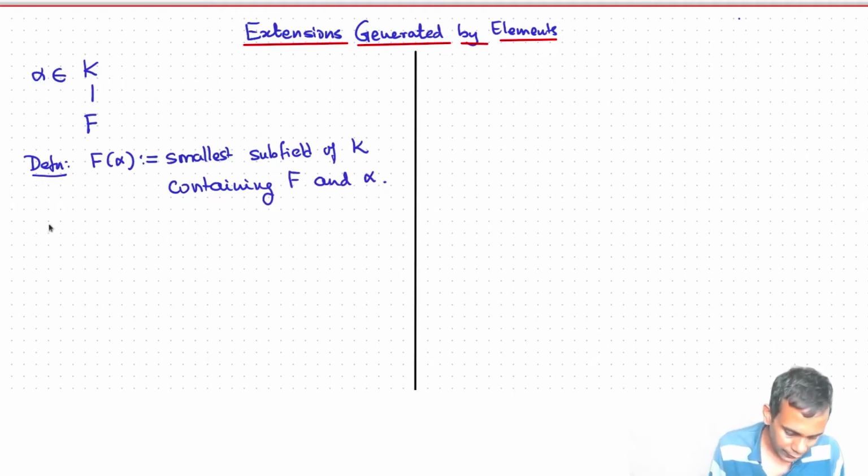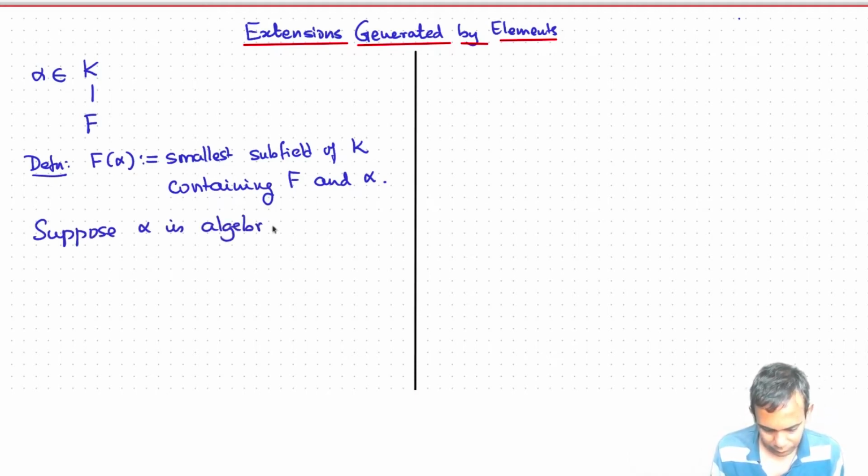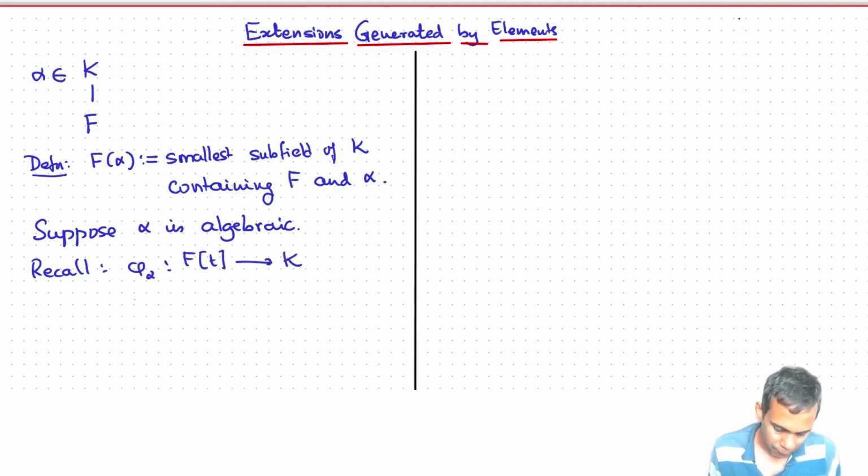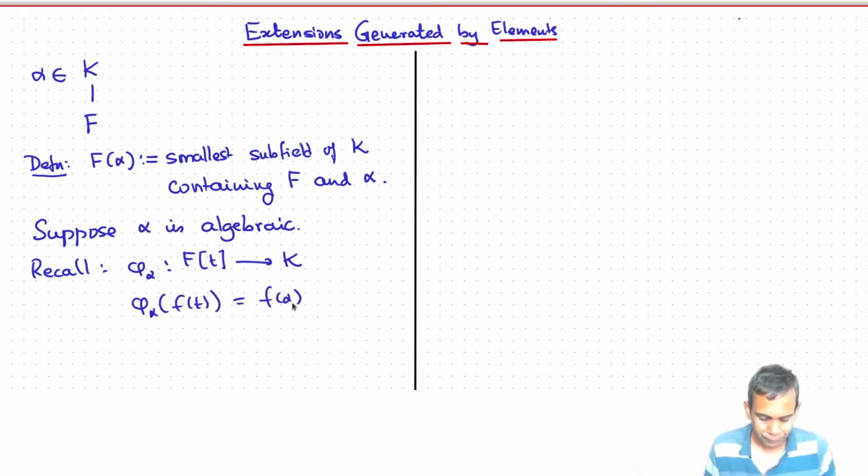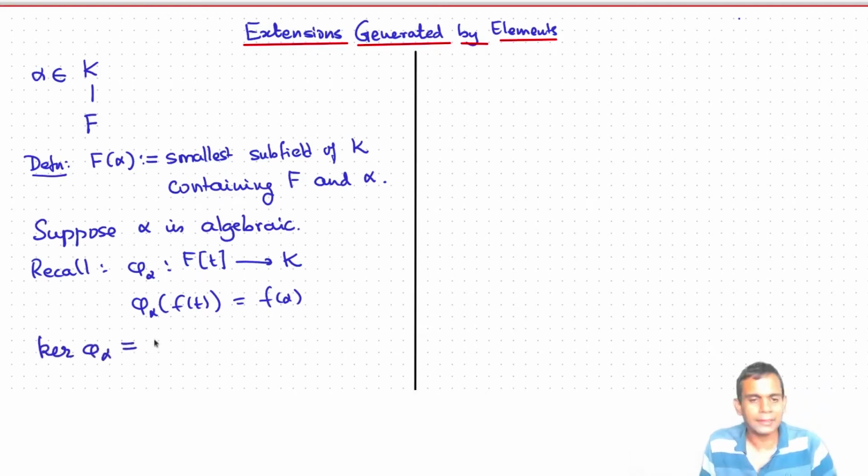So we'll concentrate on the case where alpha is algebraic. Okay, and we'll use the substitution map. Recall, we had this map phi subscript alpha from F[t] to K. The substitution map was defined by phi alpha of f(t) is just f(alpha). This is a ring homomorphism from F[t] to K. And now look at the kernel of phi alpha.